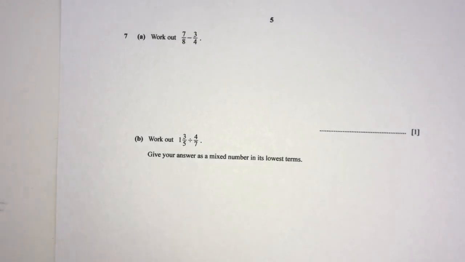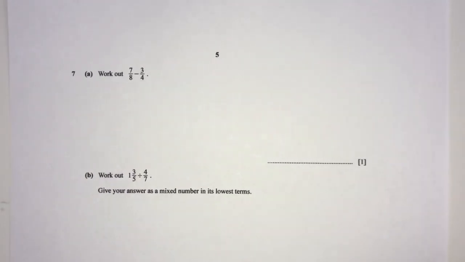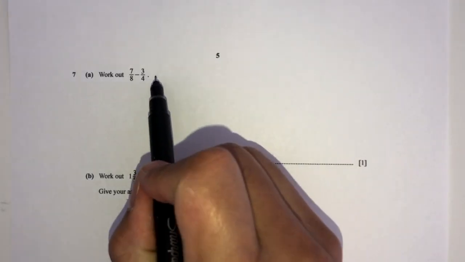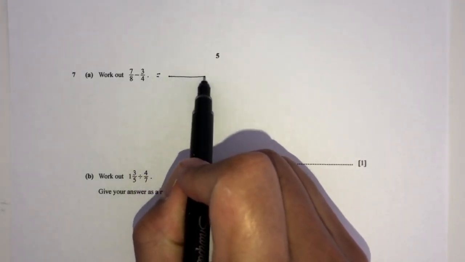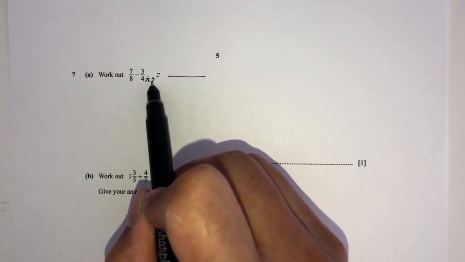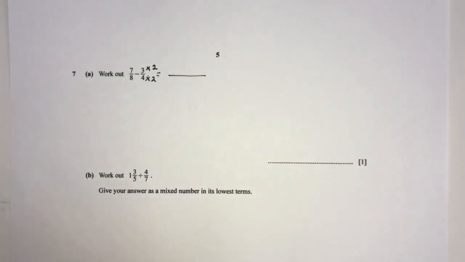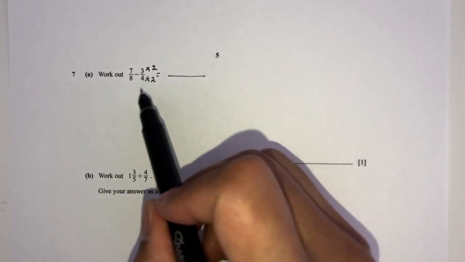Let's move on to question number 7. So here we have to work out this fraction. Again, subtraction, addition are done the same way. What do we look at first? We always look at the base. We try to make them become the same. So here they are different, so we can make 4 become 8 by multiplying by 2. Of course, we have to multiply the top as well by 2, because we don't want to change the fraction in itself. Now the bases are the same.